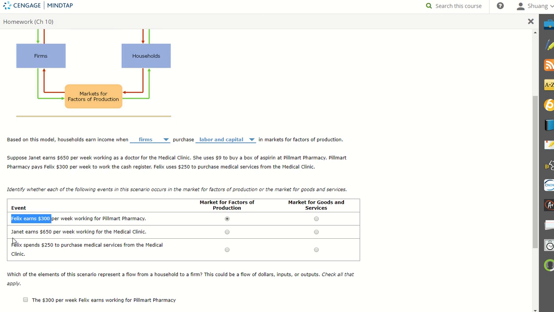Okay. So next, Janet earns $650 per week working for the medical clinic. This is also factor production because it's again labor. So labor is part of factor production. Felix spent $250 to purchase medical service from the medical clinic. So she is buying something from the firm, which is the medical clinic. So this would be goods and services.